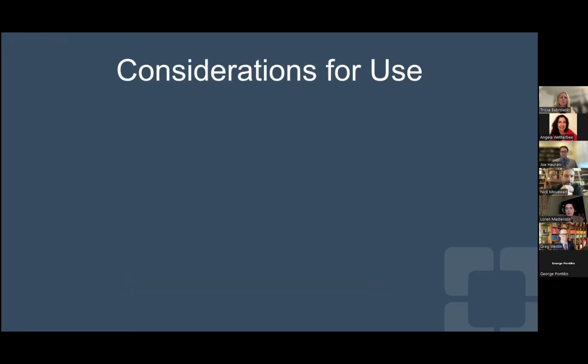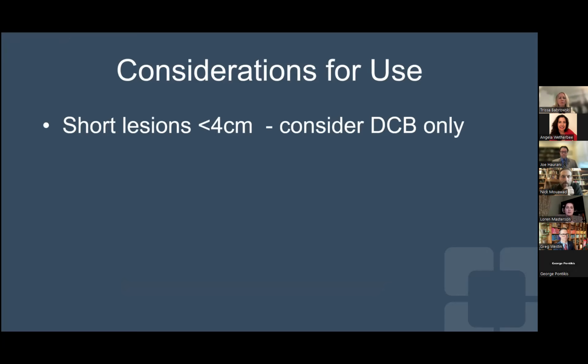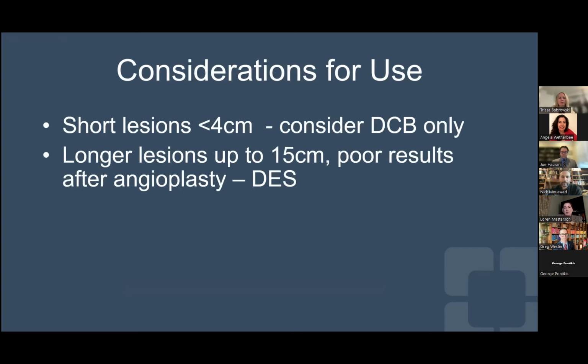So when do you want to think about using them? Short lesions, consider a DCB only. Let's say you have a short CTO, less than 4 centimeters. This would be a good option for DCB. Longer lesions, which in the literature are described up to 15 centimeters, consider stenting.